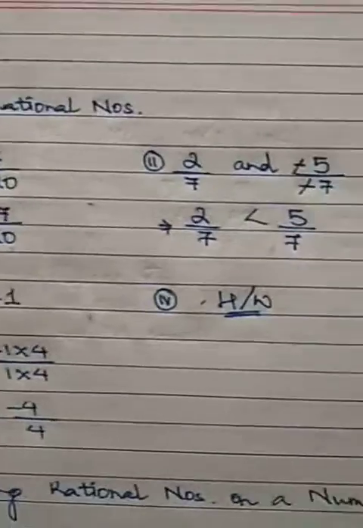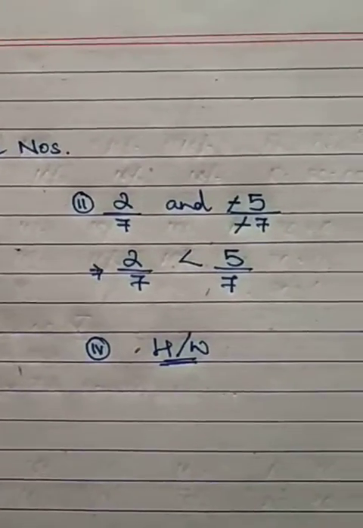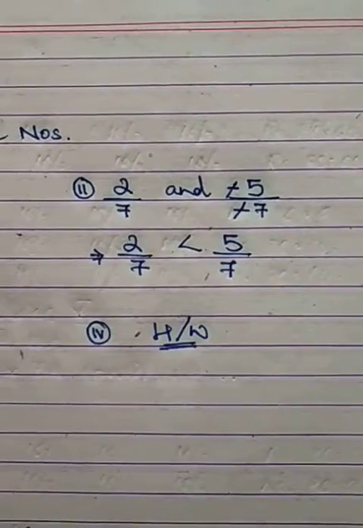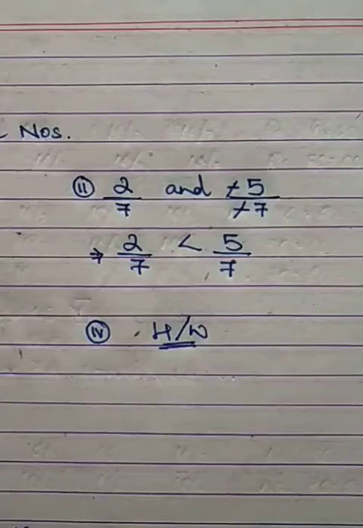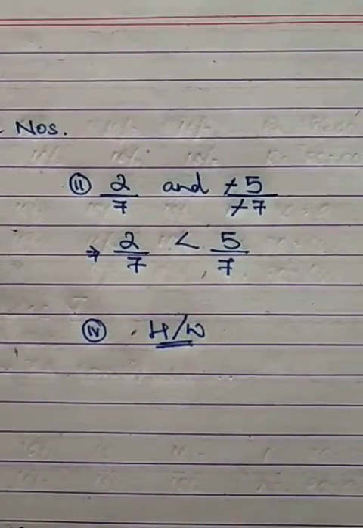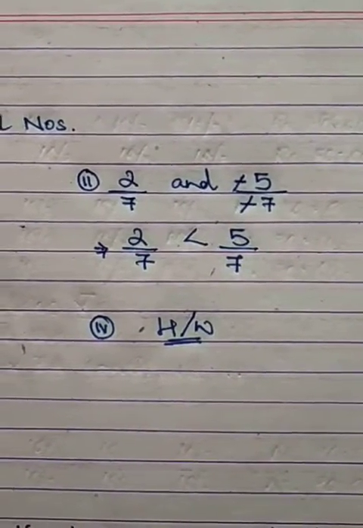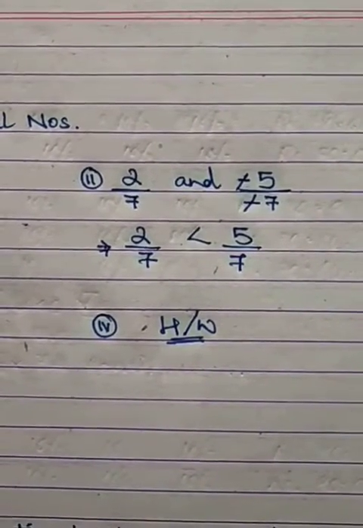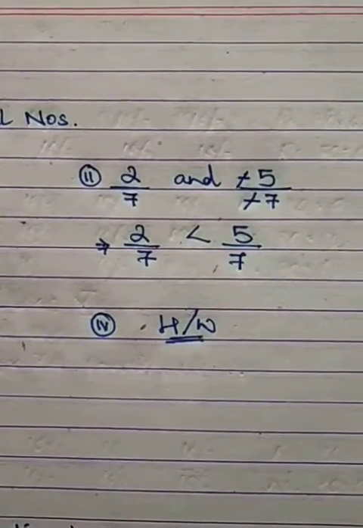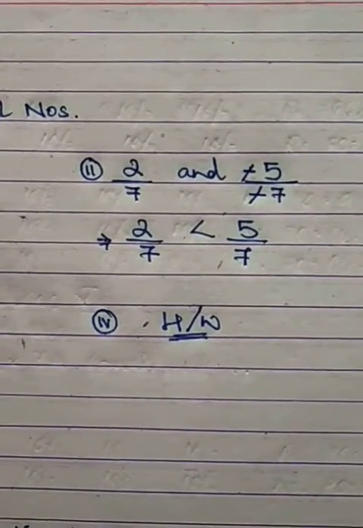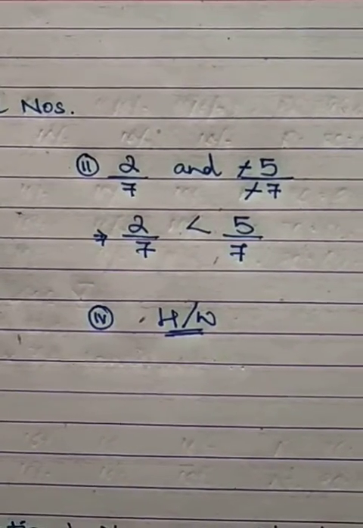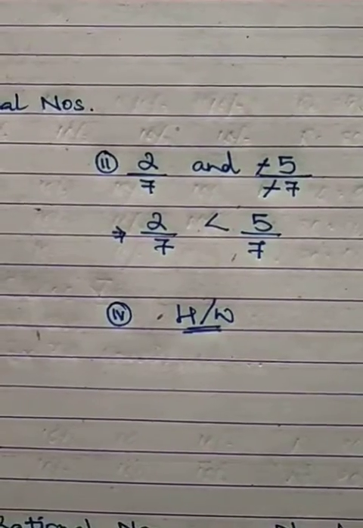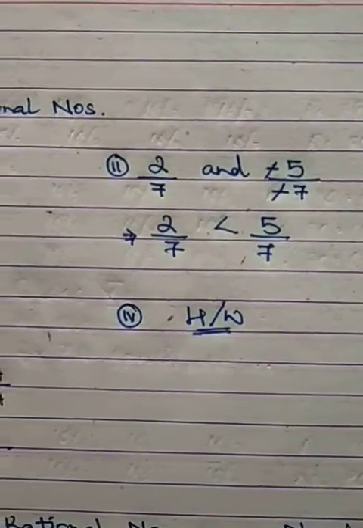And similarly, question number 2 we have here is 2 by 7 and minus 5 divided by minus 7. So the negative signs of the second term in the numerator and denominator can be cancelled. So after cancelling the negative signs, we got the second step 2 by 7 and 5 by 7. Again, both are like fractions, and as you know we can compare the numerators directly. So 5 is obviously greater than 2, so 2 by 7 is less than 5 by 7.